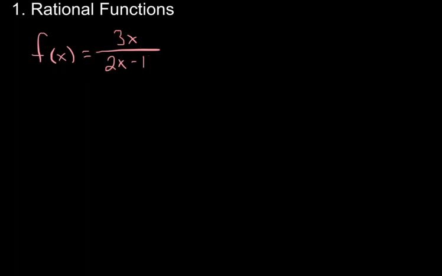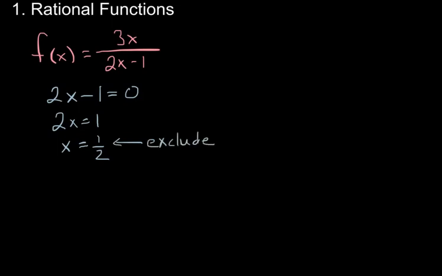So what we do is we take that denominator, set it equal to 0, and solve, and then this becomes the value that we must exclude from the domain, because if x was equal to 1/2, this fraction would be undefined. So our domain, I'm going to write it in interval notation, would be all reals except for 1/2.